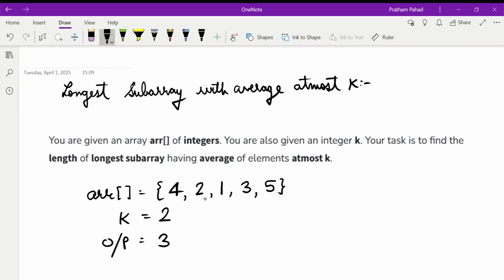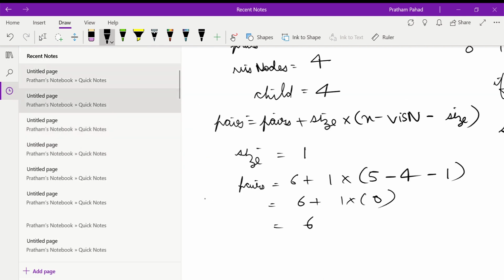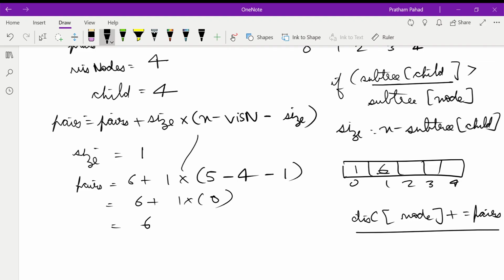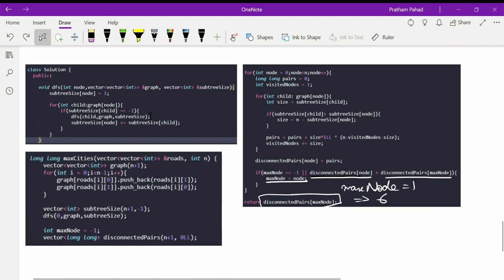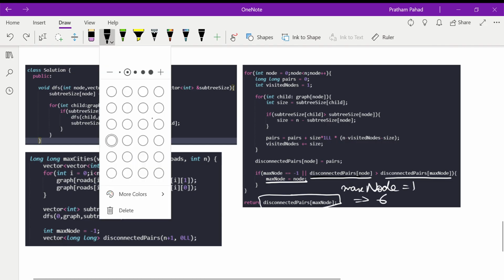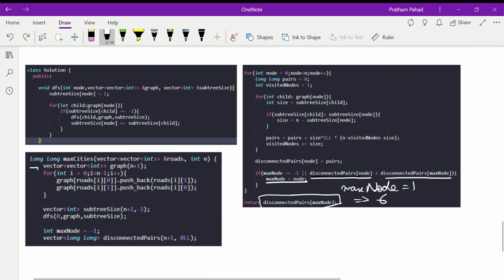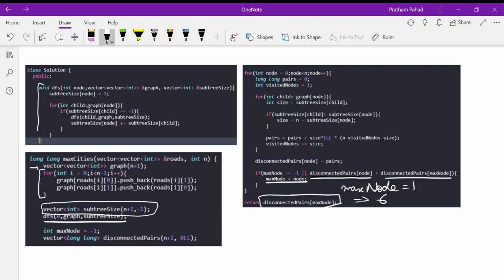The last problem of this contest, longest subarray with average at most k. Okay, let me show the code of the previous problem also. So initially, firstly make the graph, make this undirected graph. Now subtree array filled with -1 and then call the DFS. I hope this DFS was very clear. Firstly, subtree size of node equals 1. Now we'll iterate in the child. And after coming back to the parent, we'll do subtree size of node plus equals subtree size of child, which will give us how many pairs are there for the particular parent.